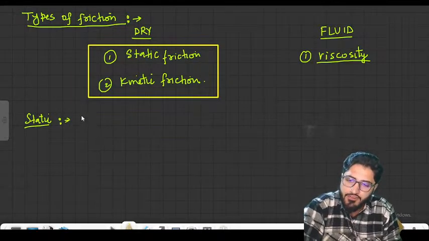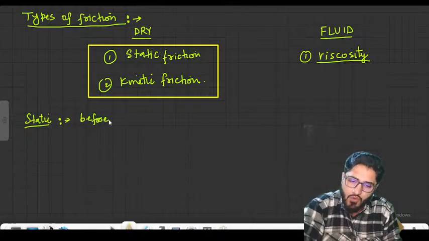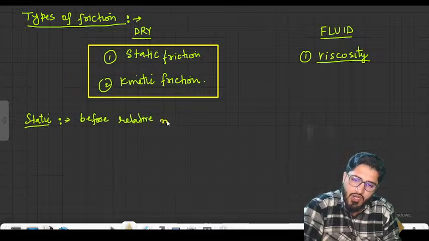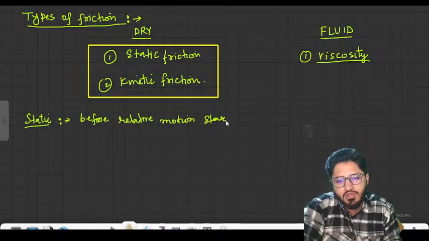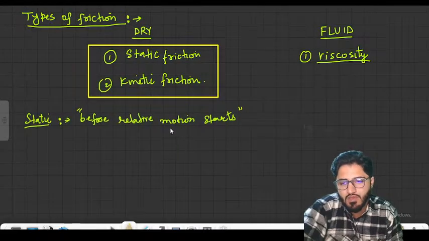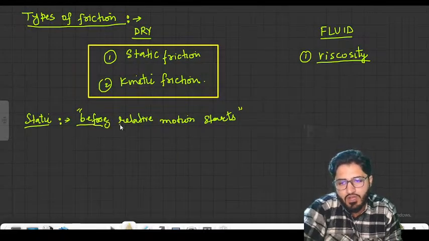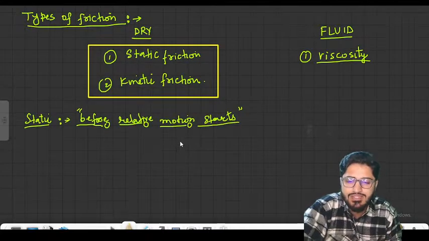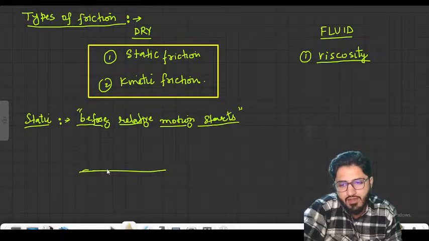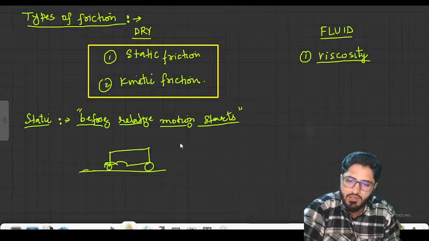So before relative motion starts, there is a friction, and that particular friction is known as static friction. What is the meaning of it? Let us suppose you are having a car, right? This is my car.